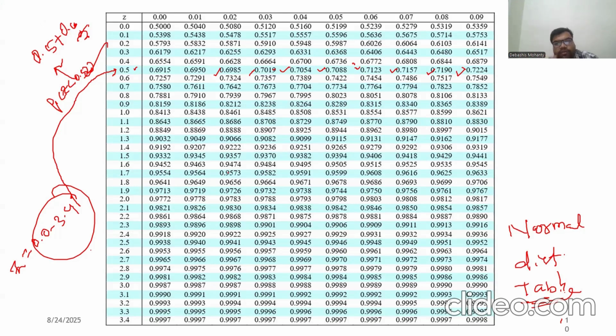In the question, the z value will be given, so no need to worry about that. But you have to understand this normal distribution table properly, because whenever you calculate the z score, the z value is very important to look up. Otherwise, you cannot find this value. It is given up to 3.4, so you can try to find more values.